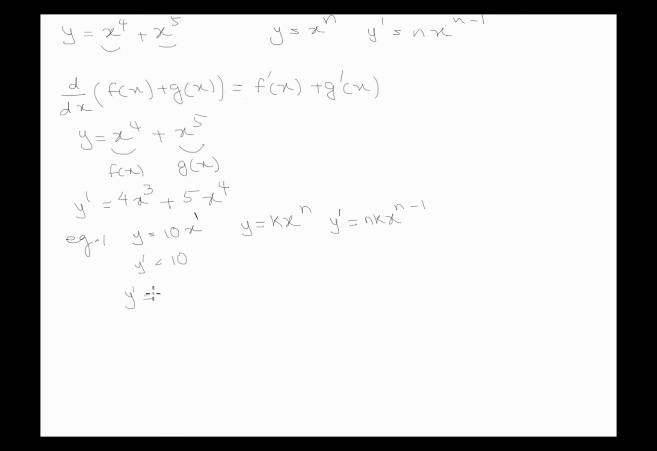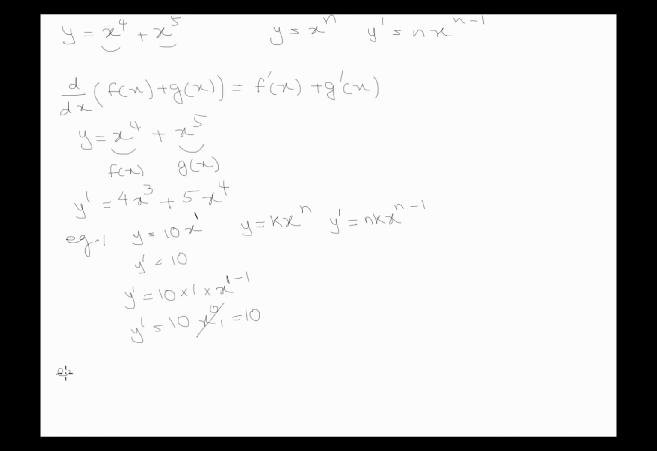Therefore, I write it down as 10, which is my coefficient, times the power, which is 1, times x. Now you need to reduce the power by 1. It was 1, so you reduce it by 1. What that becomes is just 10x to the power of 0. And remember that anything to the power of 0 is just 1. Therefore, that's just 10. There's no difference between these two methods. You can do it either way.